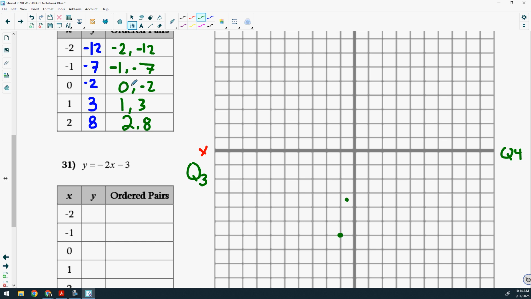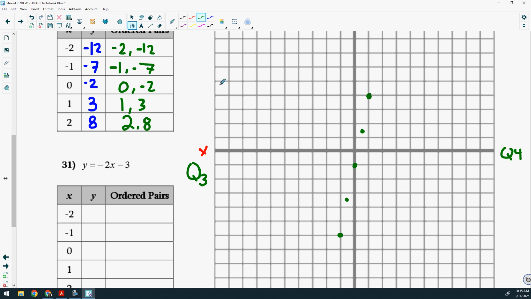Now we have x is 0, but our y-intercept is negative 2. Our x value is 1. And then we're going to go to 3. So this is going to be 2, 3. Our x value is 2. And now we're going to have a y value of 8. 2, 4, 6, 8.